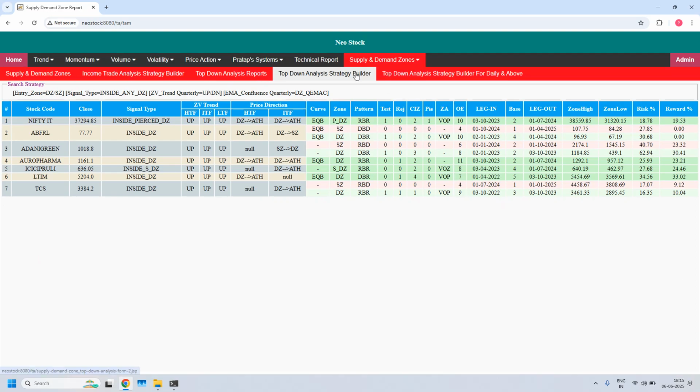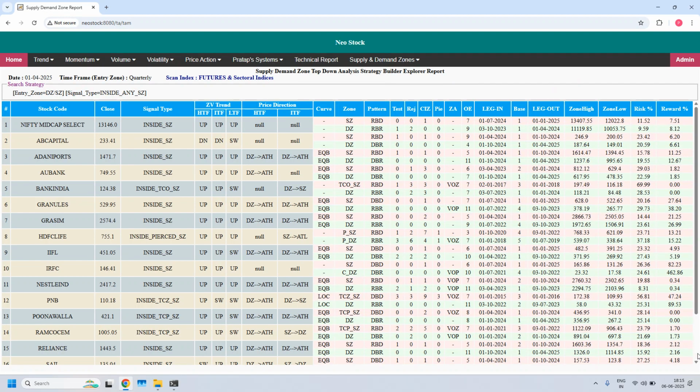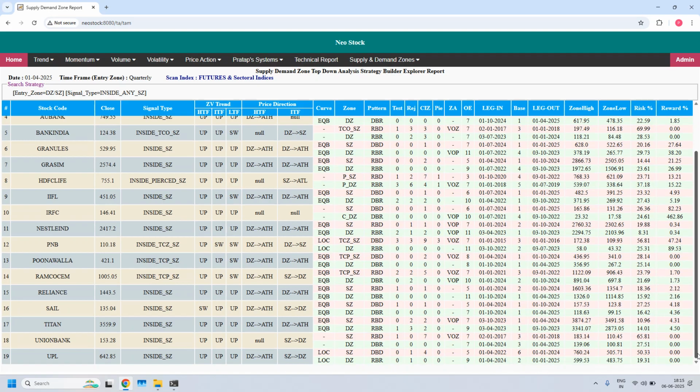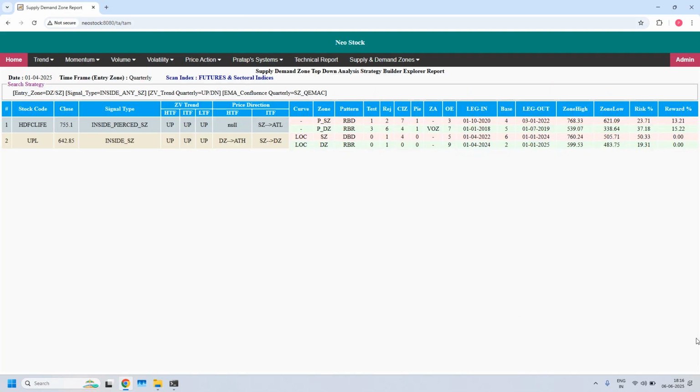Next, price closed inside the quarterly supply zone. We got several stocks. First 15 stocks in the list. Scrolling the list down. Total 19 stocks are filtered. Out of these 19, how many quarterly supply zones are having quarterly EMA confluence? Let's verify. We got 2 stocks.